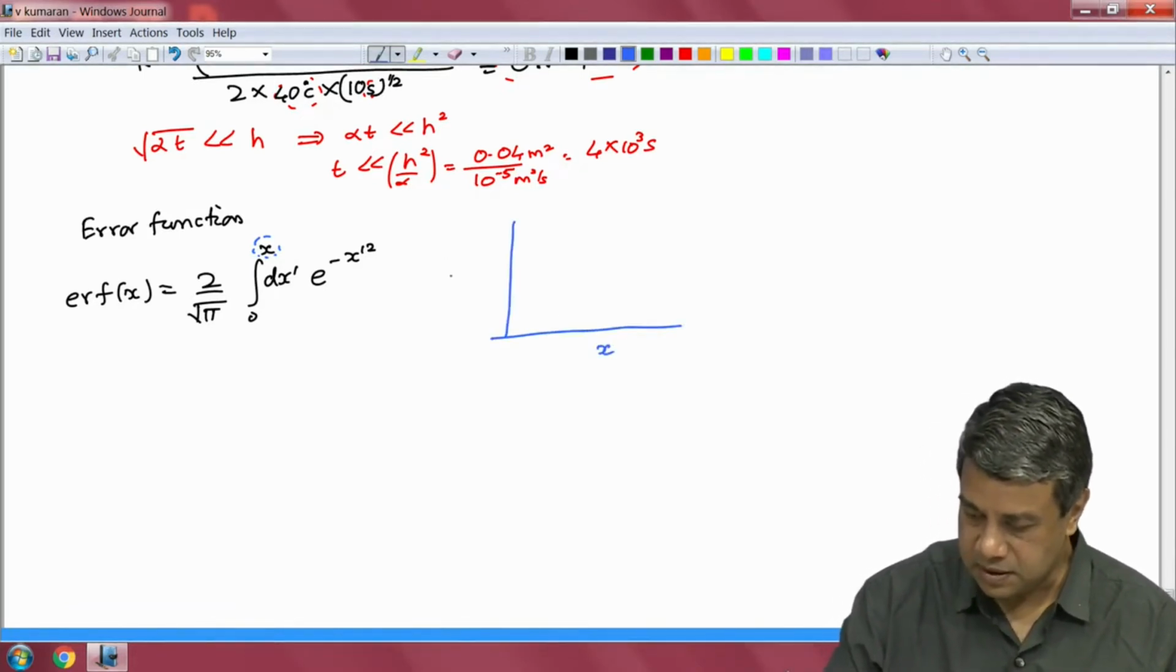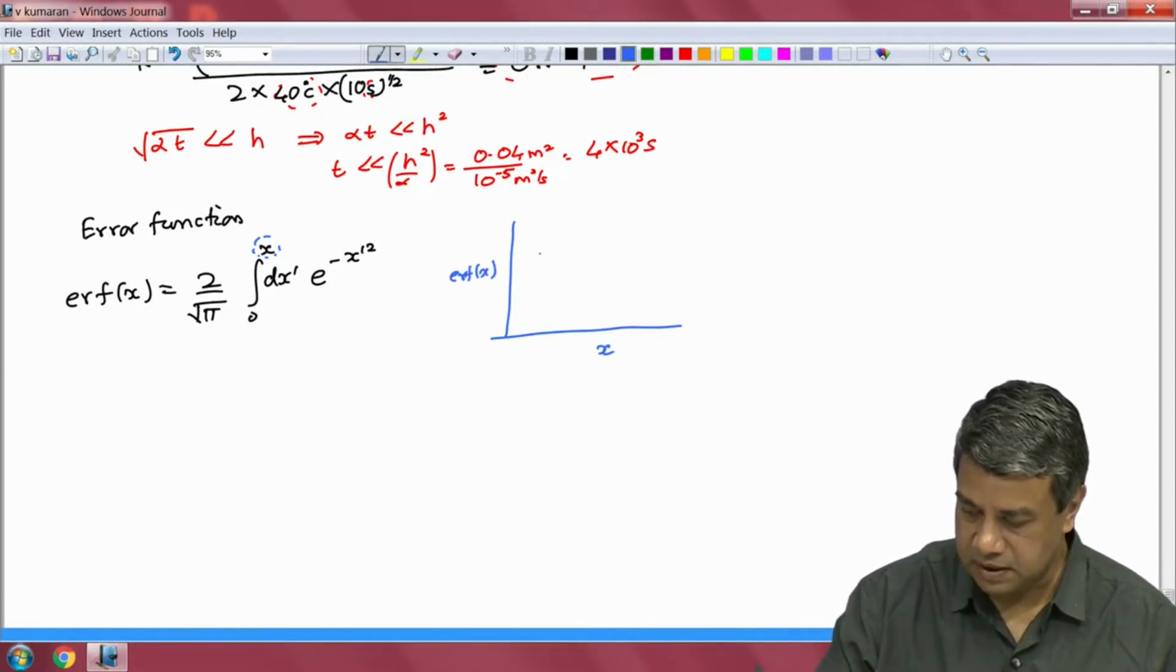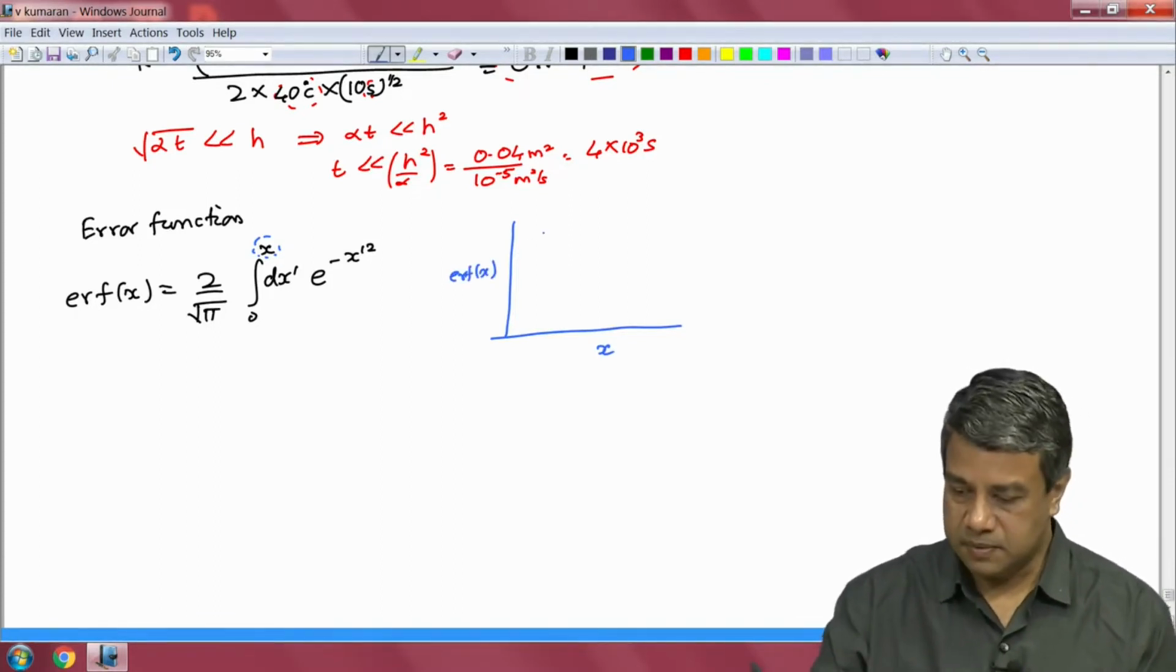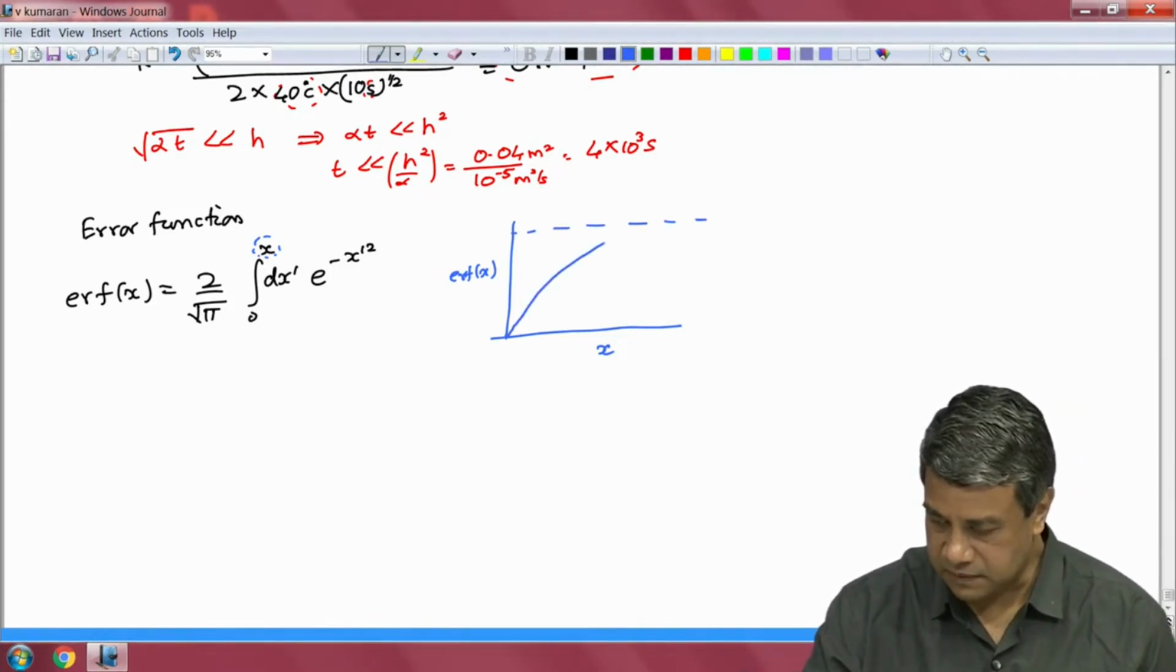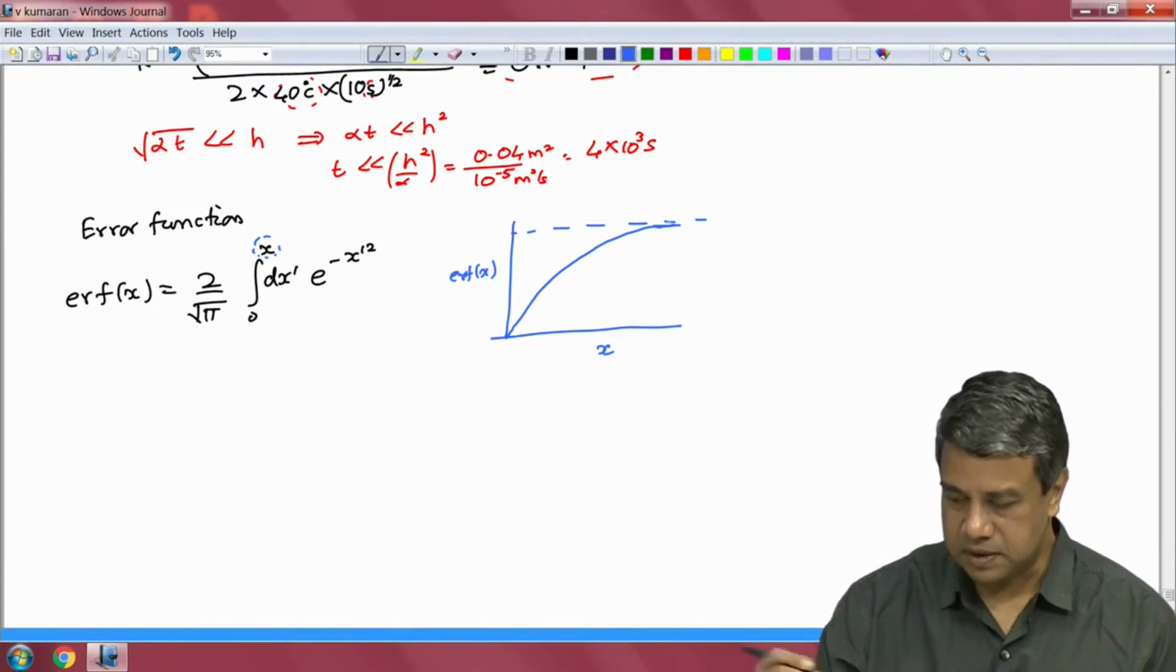As x increases, the error function of x increases, until in the limit of large x this error function becomes 1. In the limit of large x this error function tends to 1, it is 0 at 0.